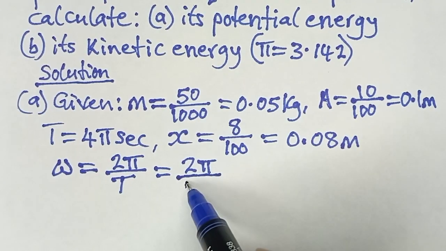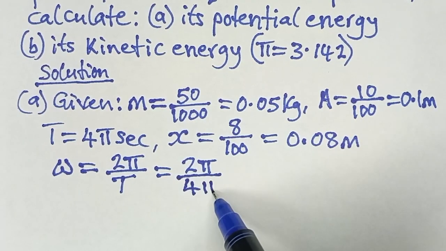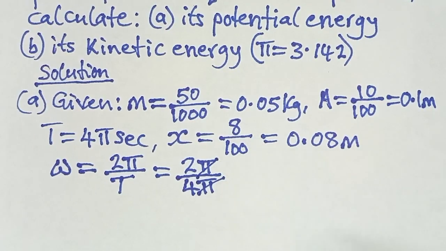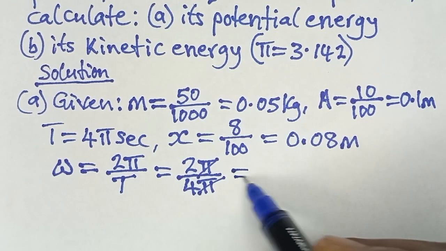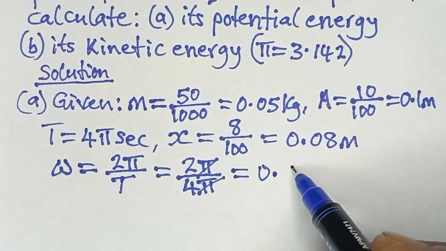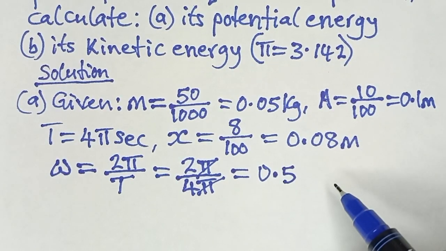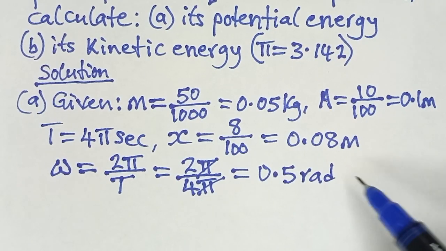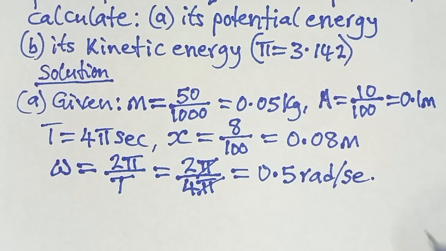So the period is 4 pi. You can now see that pi will cancel pi and we are left with 2 over 4. 2 over 4 is equal to 0.5. And the unit of angular velocity is radians per seconds, rad per seconds.